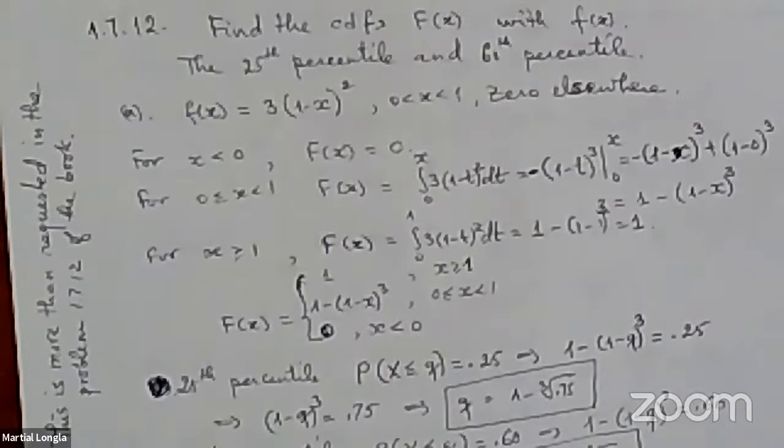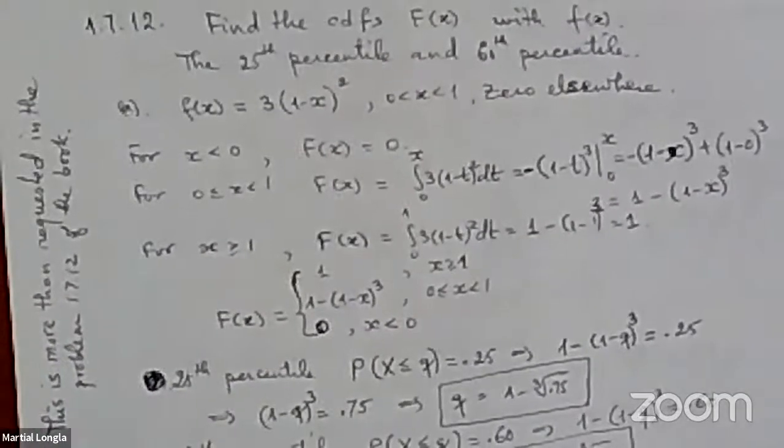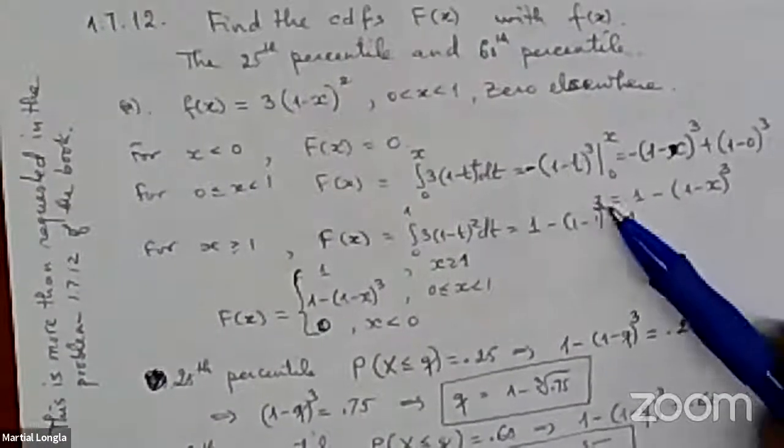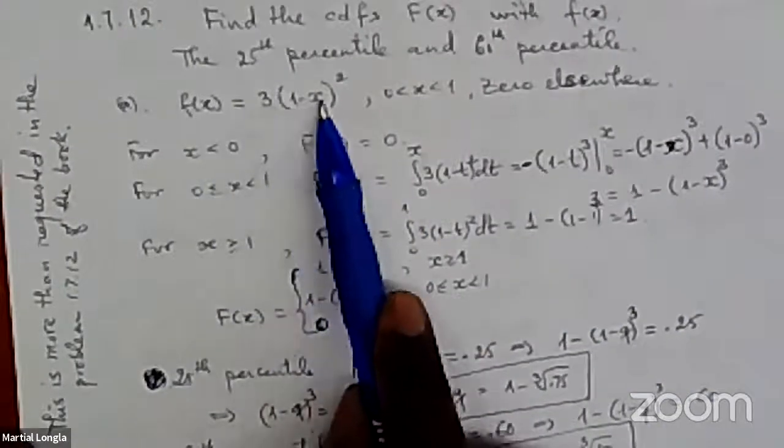When the function changes, the form of the function changes, you know you need to split there and have a different formula for the other one. That's technically what I needed you to find out on this example. In the first one, you had f of x equal 3 times 1 minus x squared.